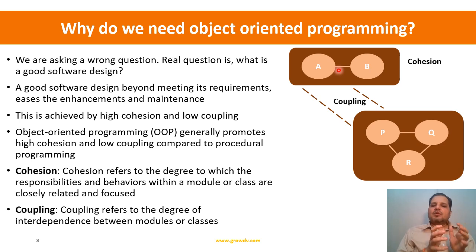So cohesion means related functionality should be together closely, and coupling means how they interact with each other. So high cohesion means related things should be tightly together, and coupling means whenever you interact with other modules to get the job done, the interface with which you interact should be such that we can easily break it and put it with another thing, right? So that is the idea of high cohesion and low coupling.